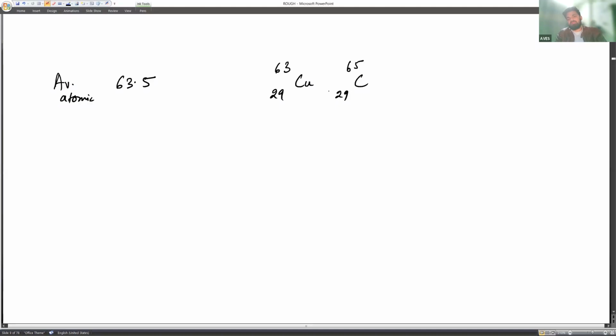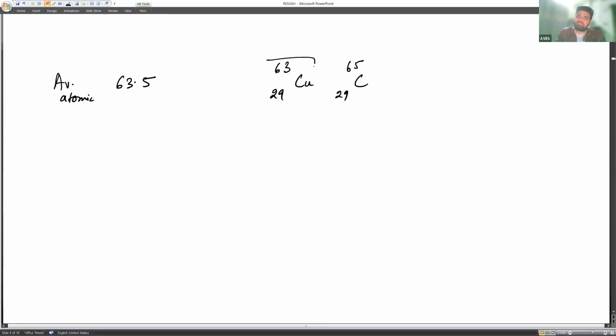Okay, so let's do this one. This is not a big deal. What is the formula for the average atomic mass? Atomic mass of isotope A by atomic number into 100 plus atomic mass of isotope B by atomic number into 100. This is very simple.